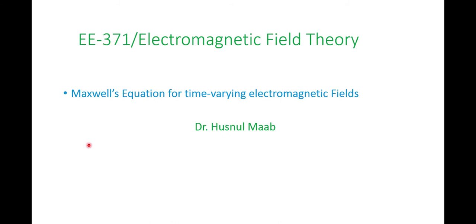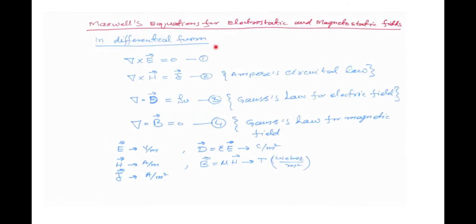In the last 5 lectures, we have developed the Maxwell equations for time invariant cases, and those Maxwell equations are as under. That is, Maxwell equations for electrostatic and magnetostatic fields in differential form are given by equations 1, 2, 3, and 4.